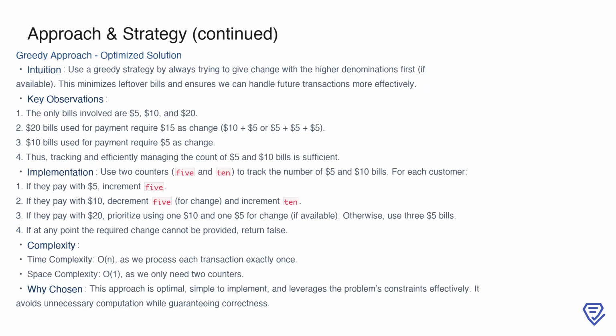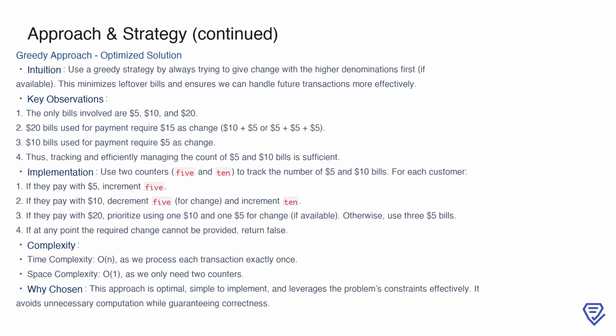Now, let's consider the greedy approach, which provides a more optimized solution. The key idea here is to always give change using the highest denominations available. This ensures that we minimize leftover bills and maintain flexibility for future transactions. Here are some critical observations. Since the bills involved are limited to $5, $10, and $20, we only need to manage change for $10 and $20 bills. Specifically, a $20 bill requires $15 as change, which can be given as $10 and $5 or three $5 bills, while a $10 bill only requires $5 as change.